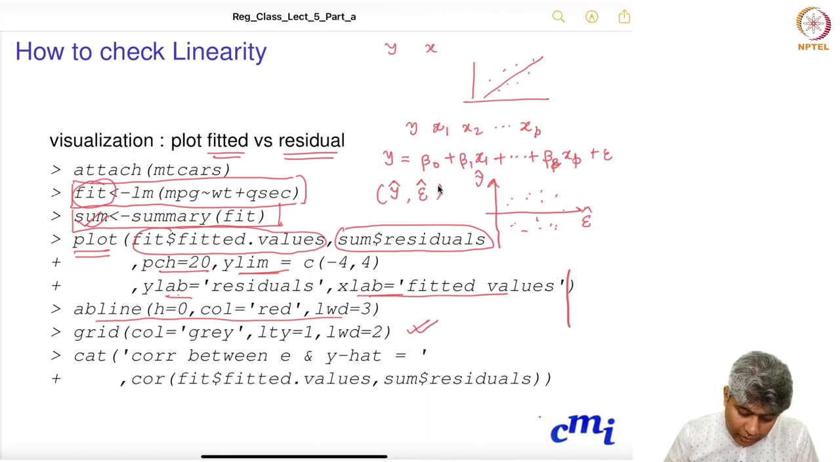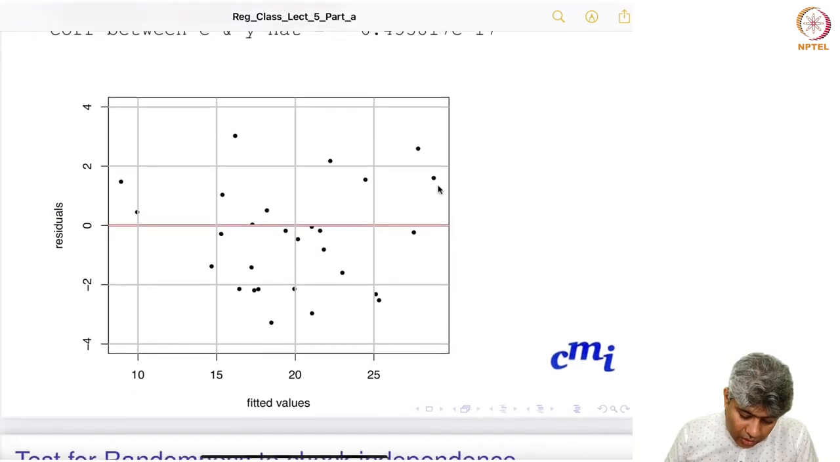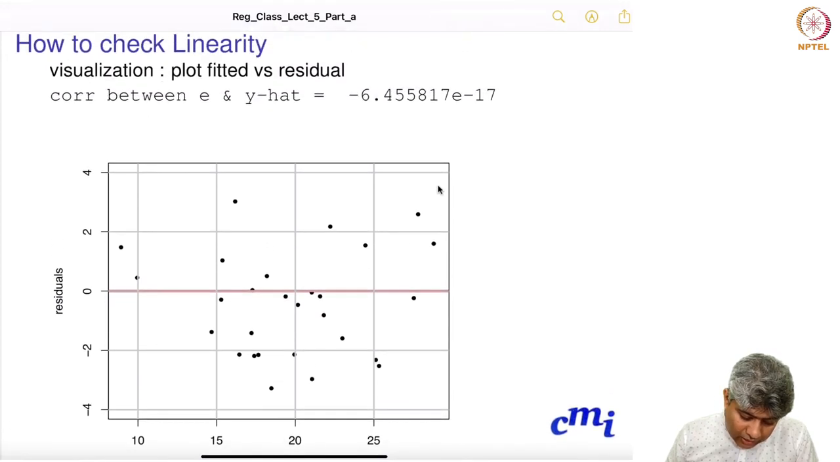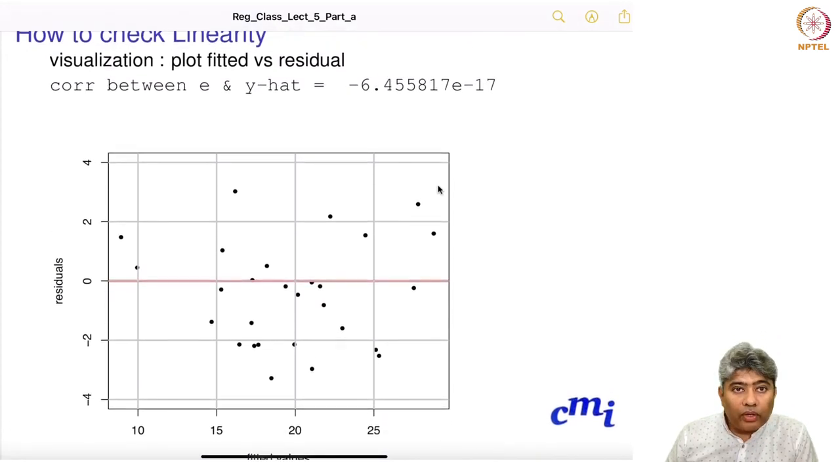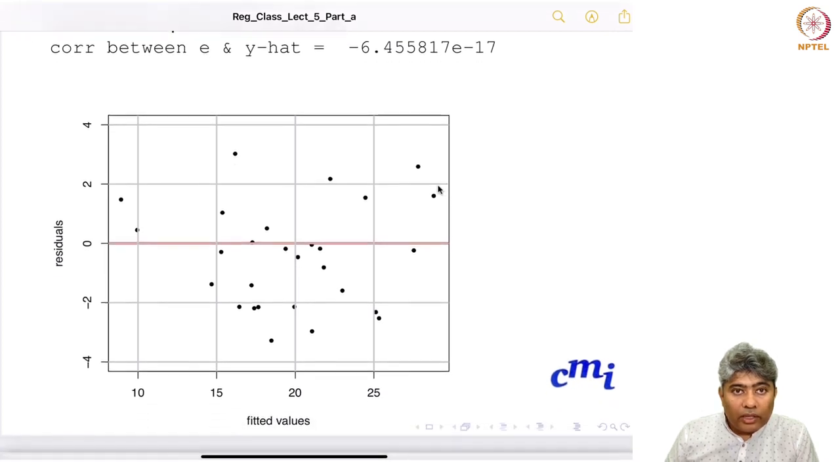Now when we run this piece of R code, what we find is this.